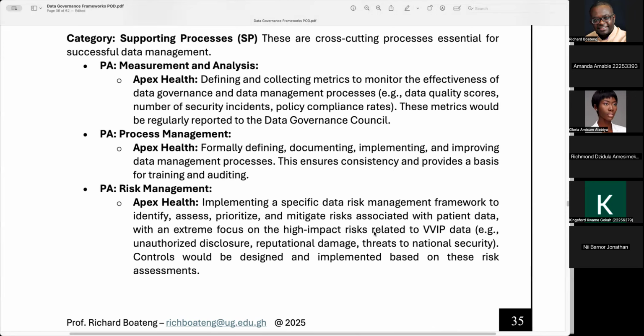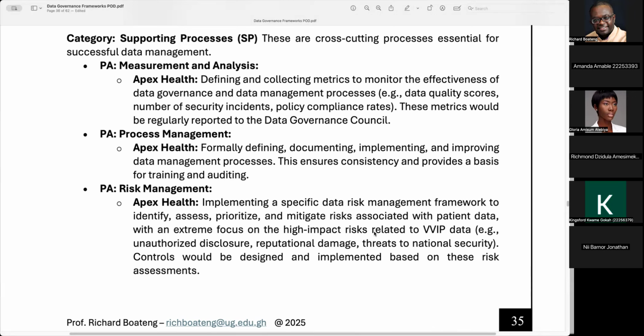And risk management, developing a specific data risk management framework, systematically identifying, assessing, prioritizing, and mitigating data-related risks, with an extreme focus on the high-impact risks associated with VVIP data, such as unauthorized disclosure, reputational damage, or national security implications, and implementing controls based directly on these risk assessments.